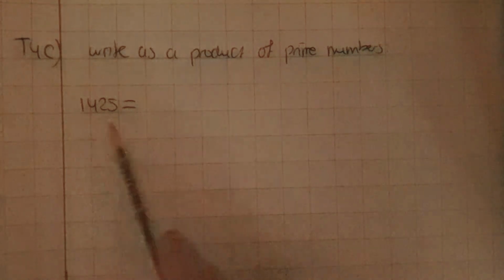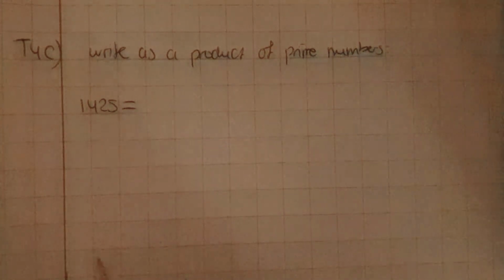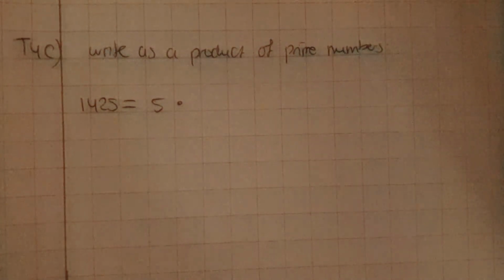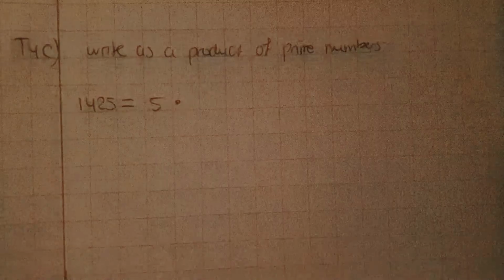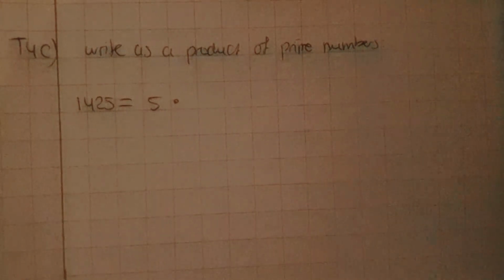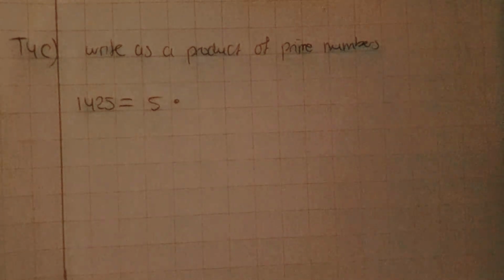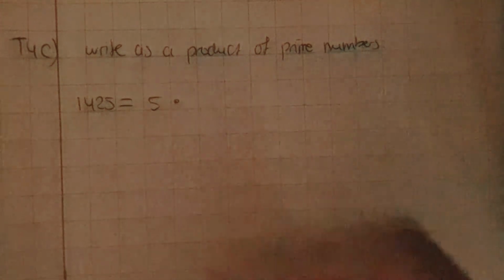You have to look at the last number here to check if it's divisible by 2, 3, or 5. This is a 5, so I can automatically divide it by 5. So it's 5 times, and then here is the leftover. So what is 1425 divided by 5? 1400 divided by 5 is 280, and 25 divided by 5 is 5. So I guess the answer is 285.